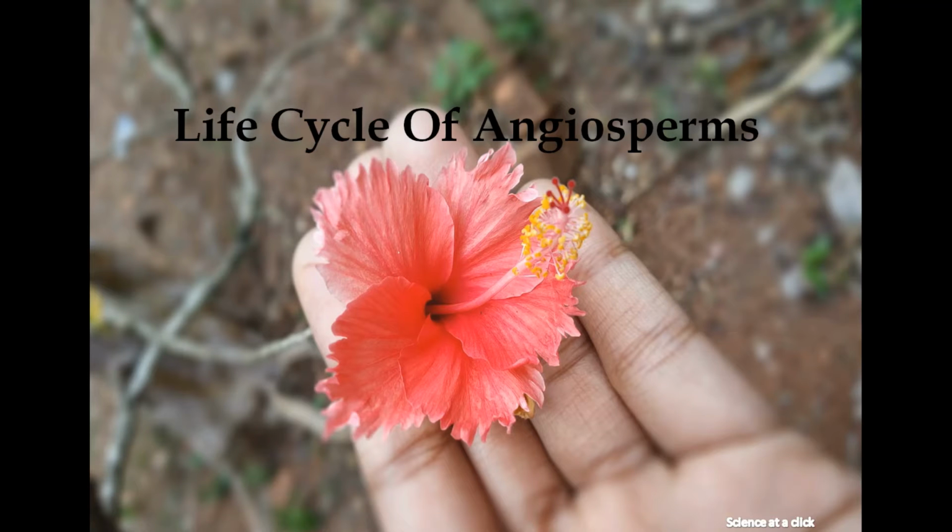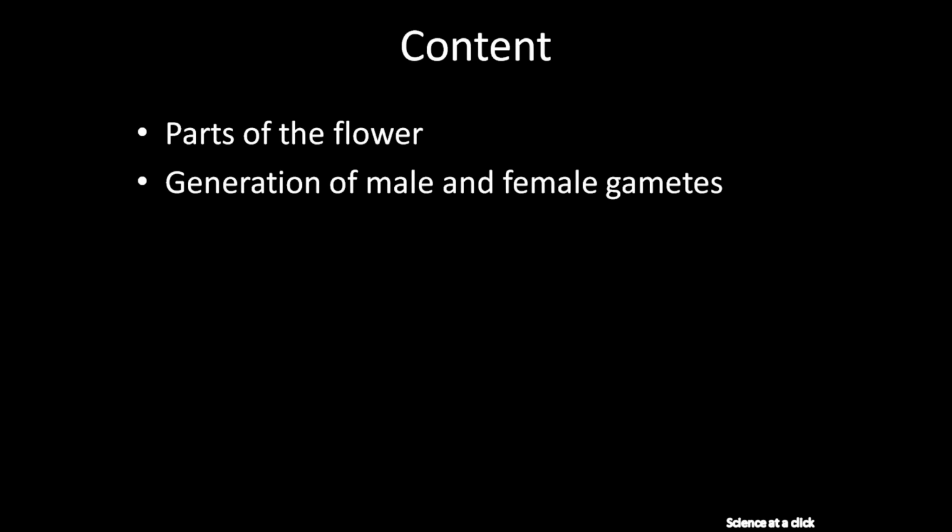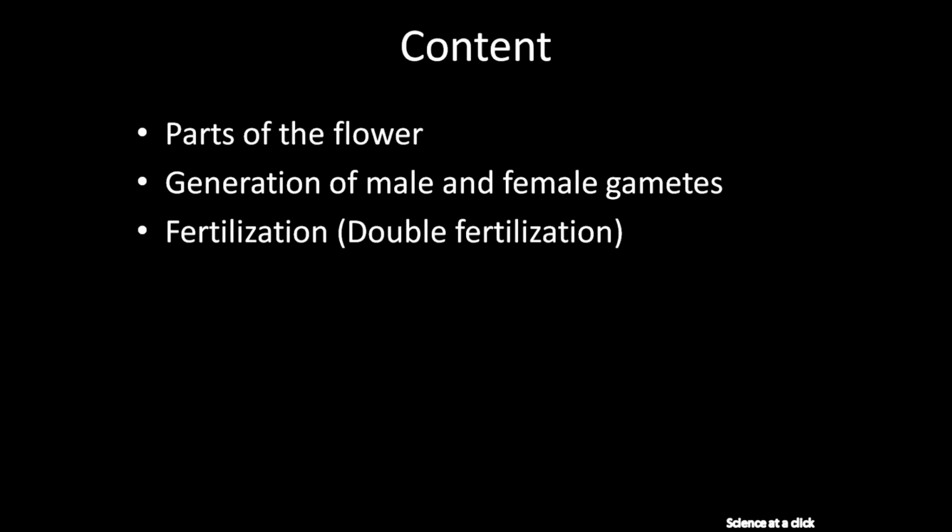In this video, we will study about the life cycle of angiosperms. The content of this video includes parts of the flower, generation of male and female gametes, fertilization and development of seed and fruit.